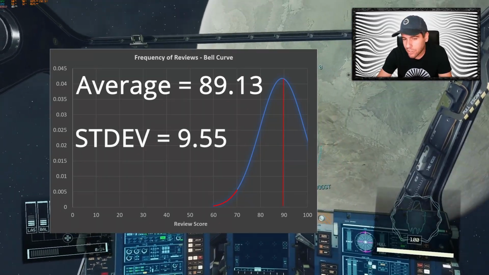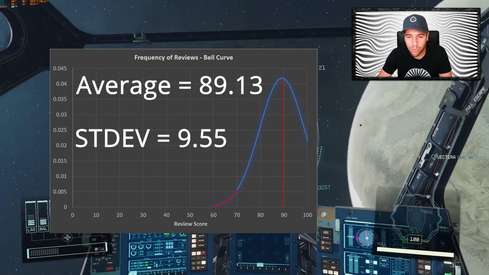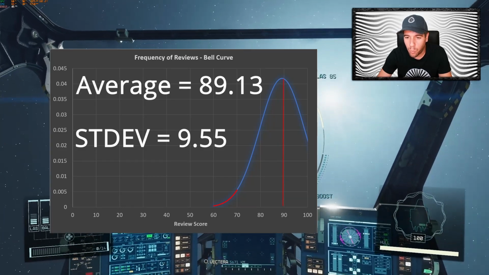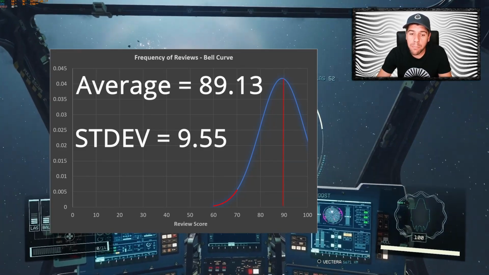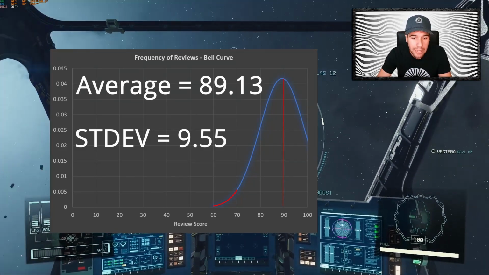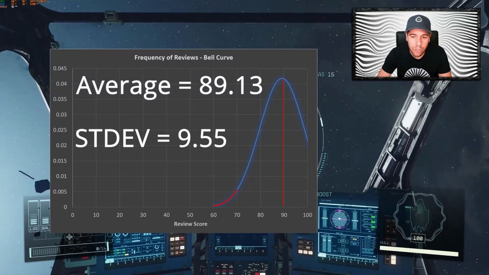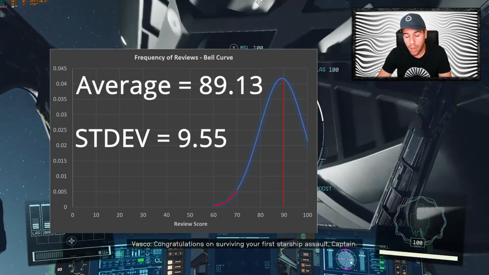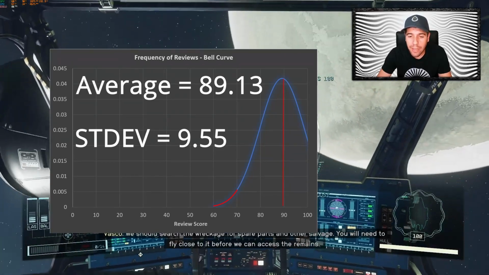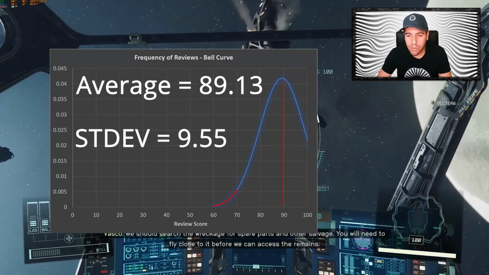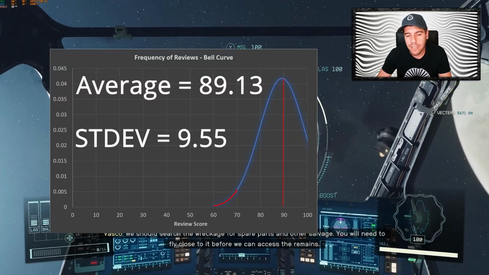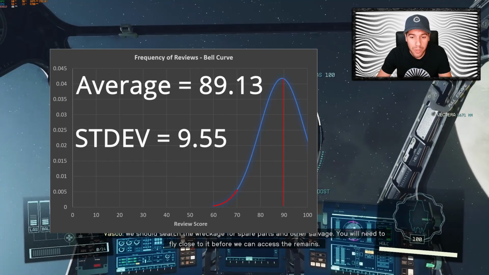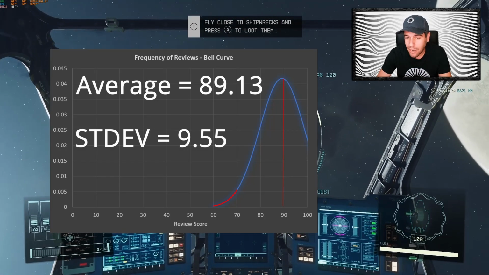The standard deviation is 9.55 for the review data, and we said our average was 89.13. One approach to looking at outliers in the data is to look at the data points that are 2 standard deviations away from the mean or average. Why? Because all of the data that is within 2 standard deviations of the mean is representative of 95% of the total data. So we can say that the remaining 5% are outliers.